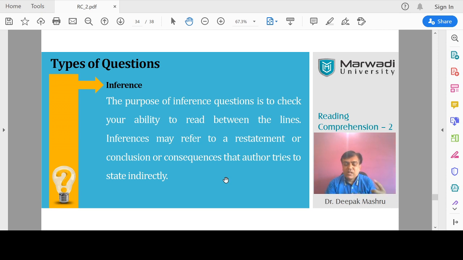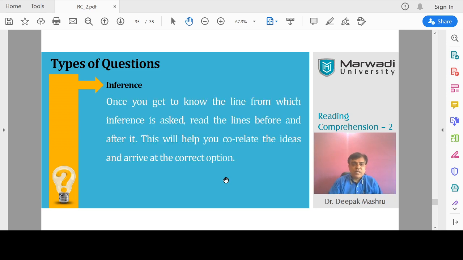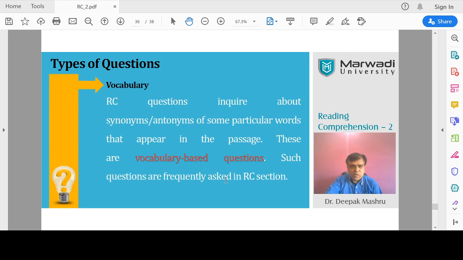That is important. You can get the answers from the options. Based on the options, you can check the paragraph and answer the questions. You need to correlate the things and arrive at the correct option in that way. You need to go with POE.